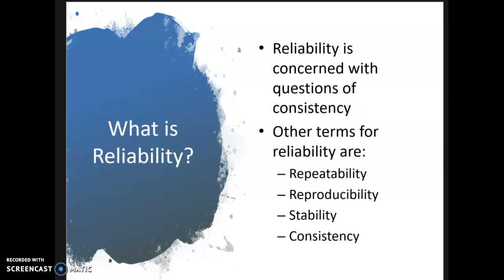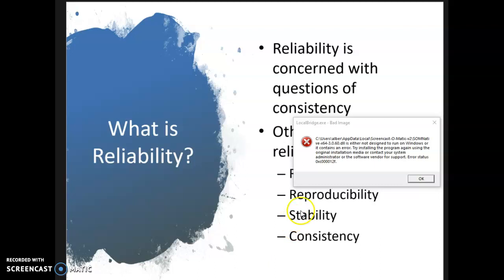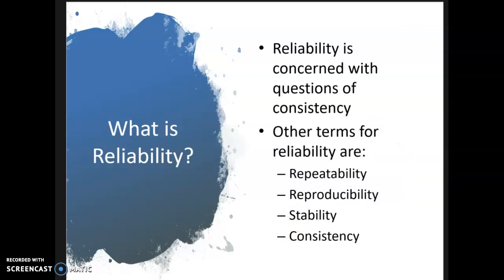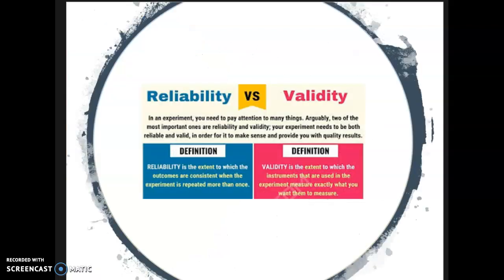When we look at reliability, we're looking at consistency, making sure that if we do the same test over and over, it's repeatable, that you get the same types of results, that you can reproduce the same type of study, and that it's consistent and stable. When we're looking at those two things, they're very often confused. So let's look at those side by side.